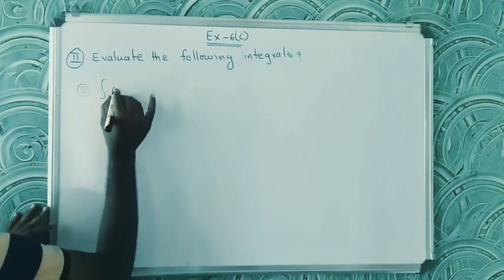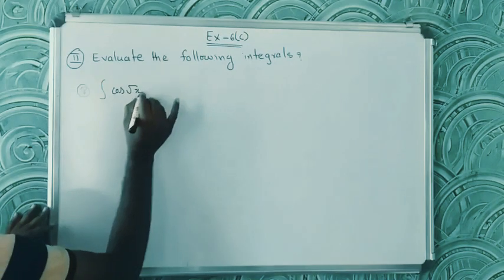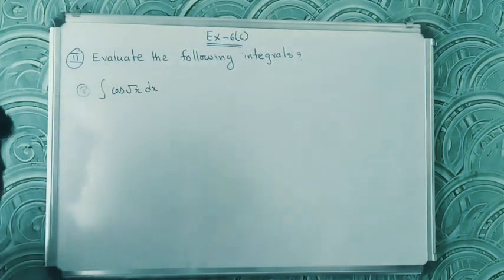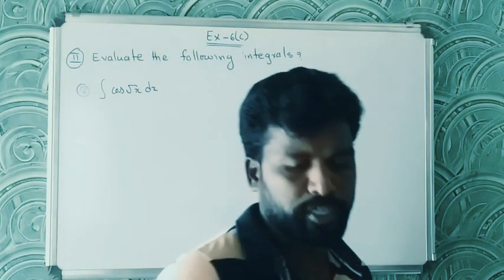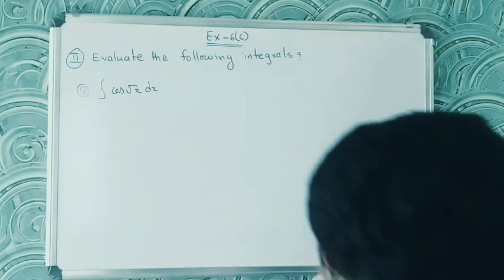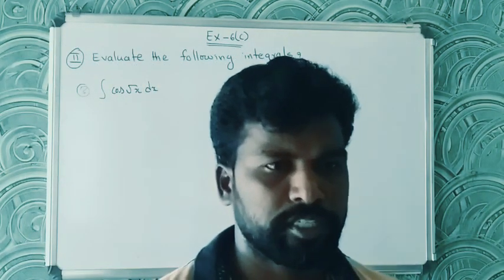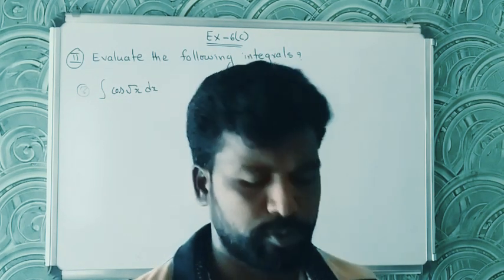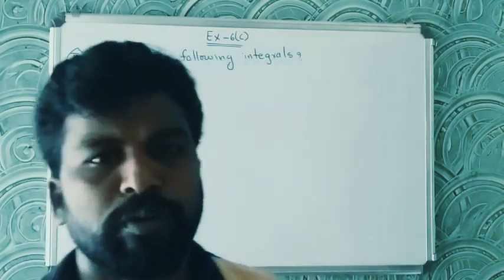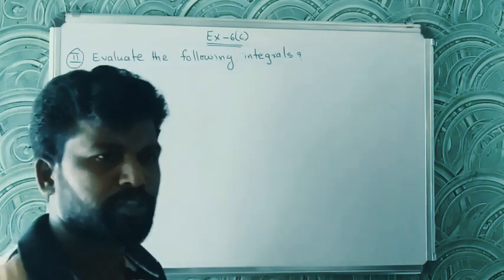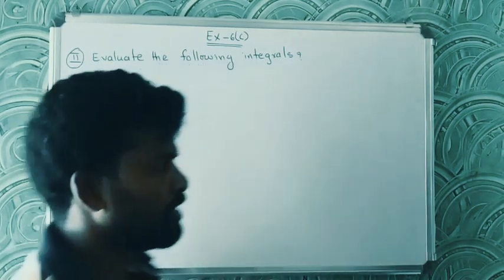Integration of cos root x into dx. Integration of cos x dx is sin x plus c. So, since we have cos root x dx, after simplifying the function we need to apply integration.